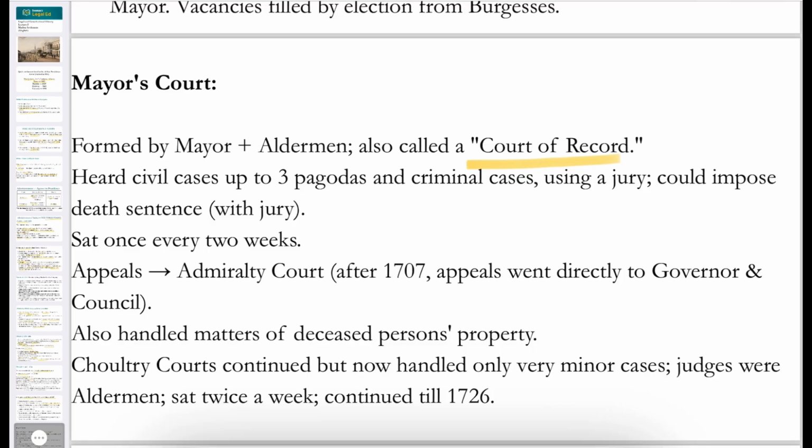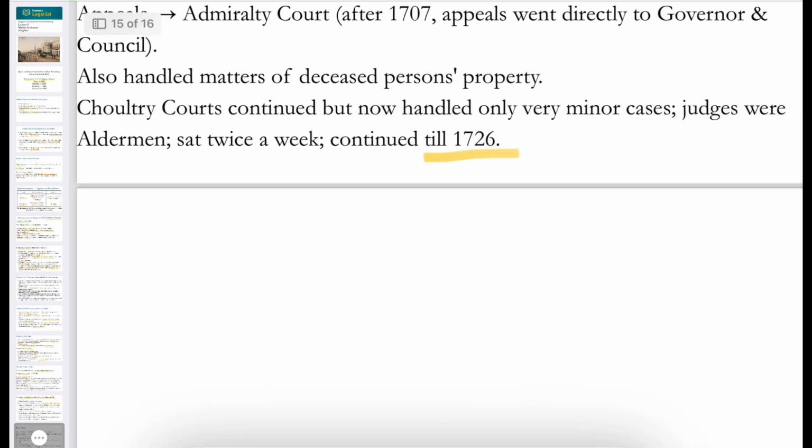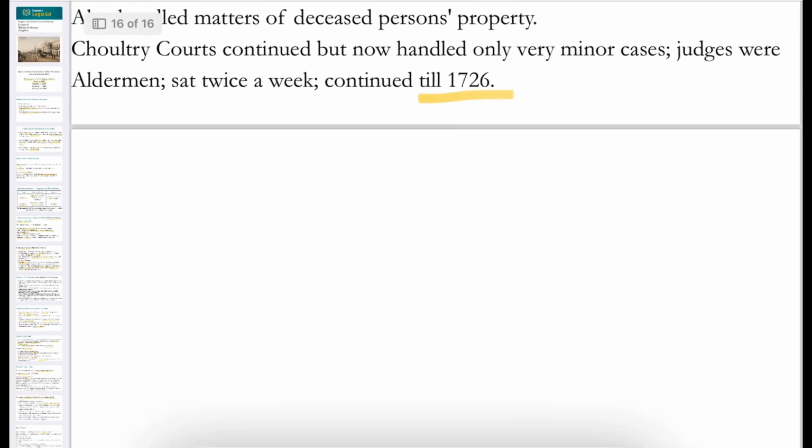With the mayor's court now handling most matters, the Choultry courts were reduced to only very minor cases, staffed by aldermen as judges, sitting twice a week. They continued in this reduced role till 1726. So this was the third part. Now moving on to the fourth part, all right.